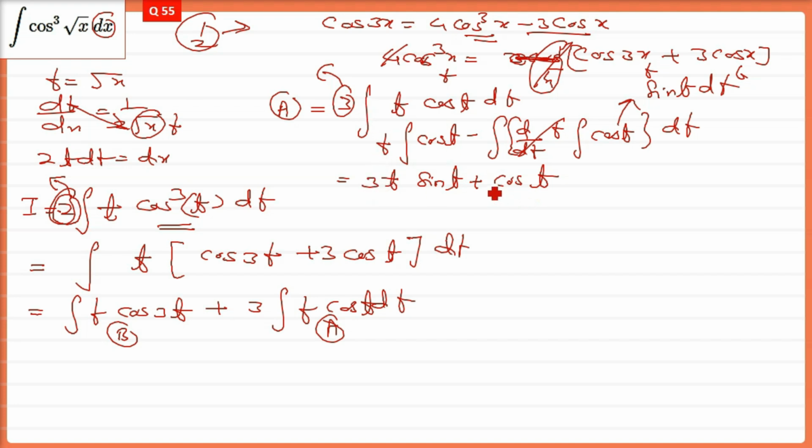There is a 3, so let's multiply by 3. So our a is done. Only half has to be multiplied, which we'll do just now. So 3t sin t plus 3 cos t, and half is there. So let's do it here only: 3 by 2 and here 3 by 2 again. So this will be t sin t, and in place of t I'm writing root x now. In place of sin t I'm writing sin root x. And then plus 3 by 2 cos root x plus constant of integration. This a is done completely.